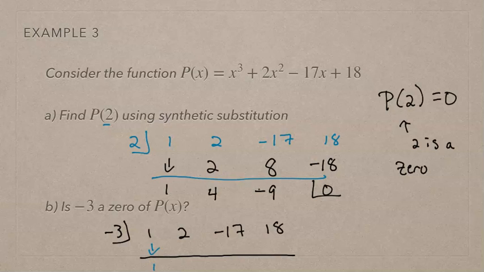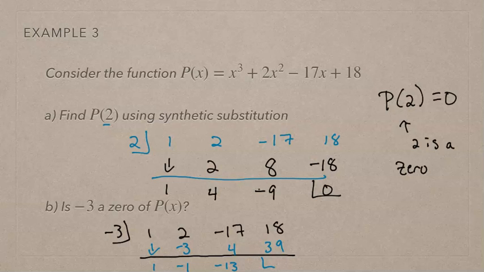1 comes down. Negative 3 times 1 is negative 3. 2 plus negative 3 is negative 1. Negative 3 times negative 1 is positive 3 . This is negative 14. Negative 3 times negative 13 is a positive 39. And this, I don't really care. Is negative 3 a 0? No, it's not.